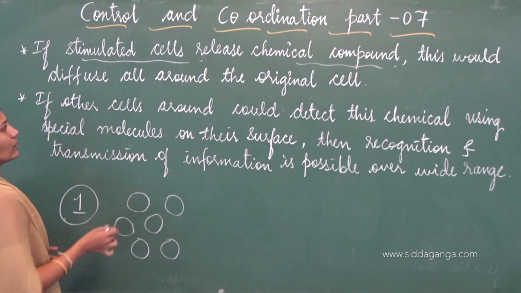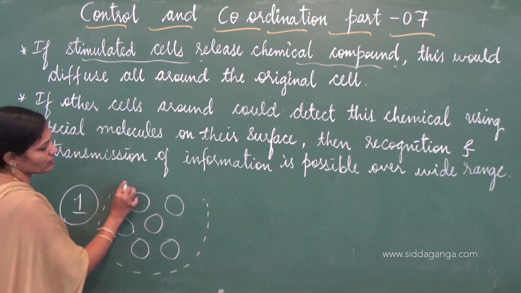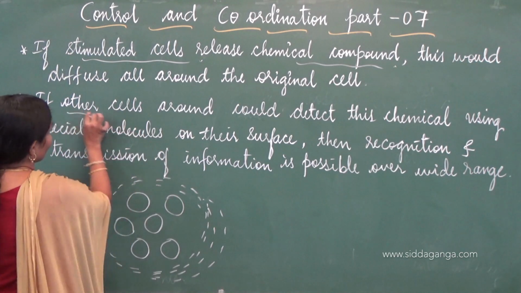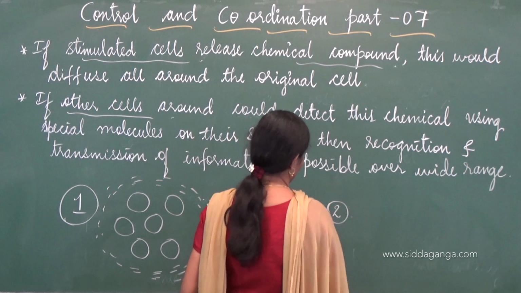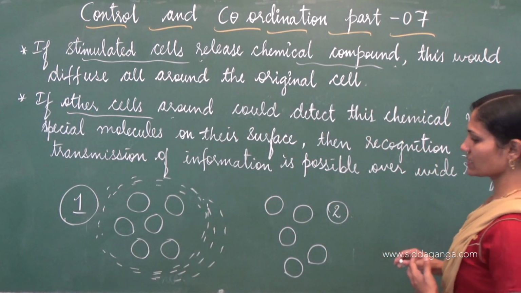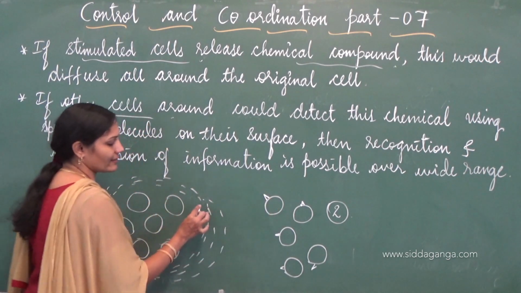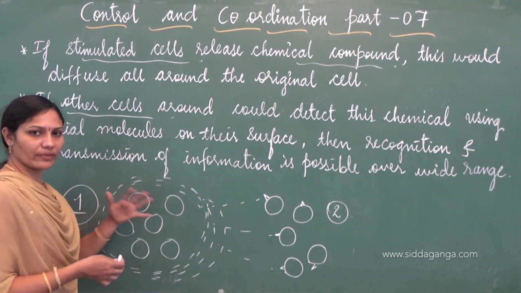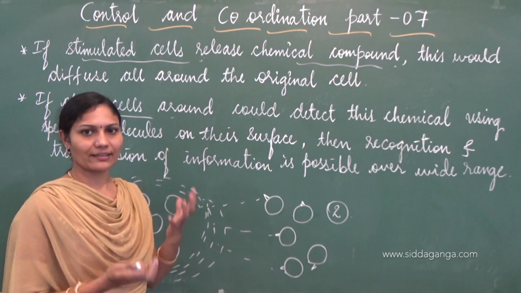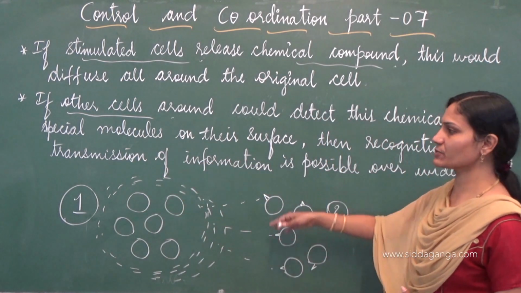And these hormones, or these chemical substances which these particular or specialized cells release, diffuse all around the original cell. It diffuses over a certain range. And imagine there is another type of cell, type 2 cells. These cells have some special molecules on their surfaces, some special proteins or special arrangement. These can detect the information sent by, or the chemicals, the hormones released by, these specialized cells. They are capable of sensing, recognizing and receiving the information sent by type 1 cells with the help of the special molecules on their surfaces.